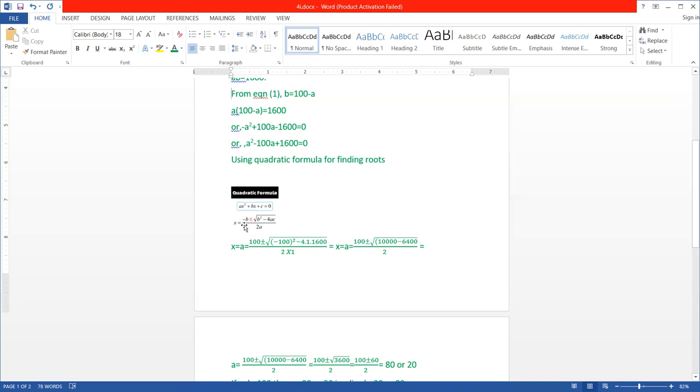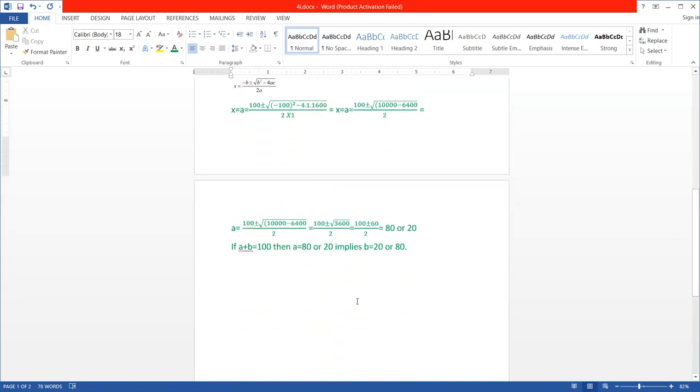The variable used here is not x, because you can see the equation is in the form of a. So a can be written as minus b, but b is the coefficient of a, that is minus 100. So minus minus becomes plus, and then plus or minus the square root of b squared, that is minus 100 squared, minus 4ac. C is the constant 1600. So finally a equals this much. Now let's go below it. So a equals 100 plus or minus the square root of 10,000 minus 6400, which is 3600, and the square root of 3600 is 60. So 100 plus or minus 60, by 2.